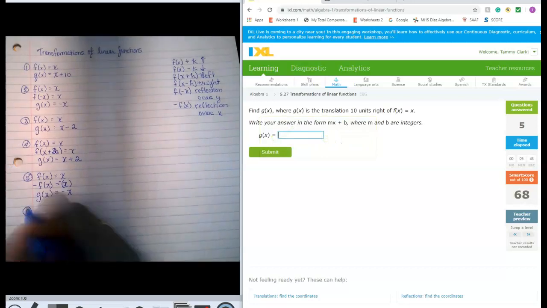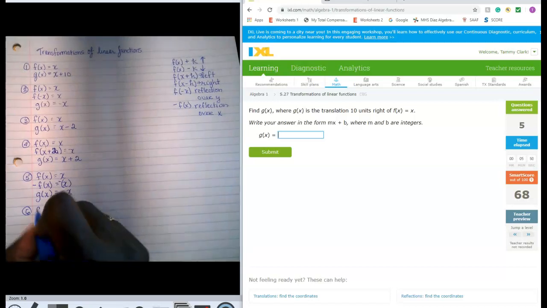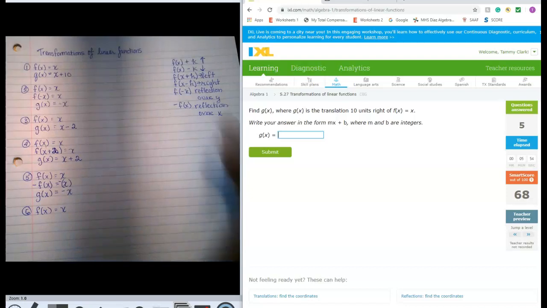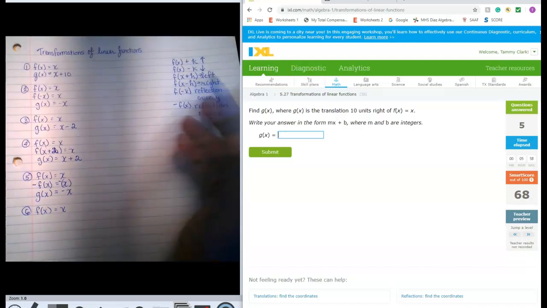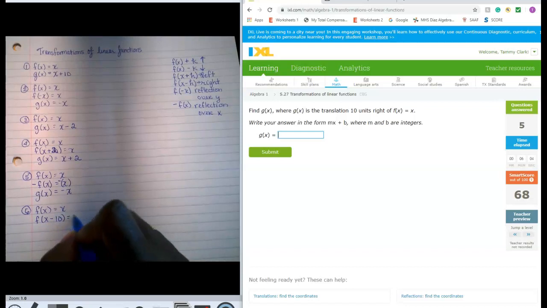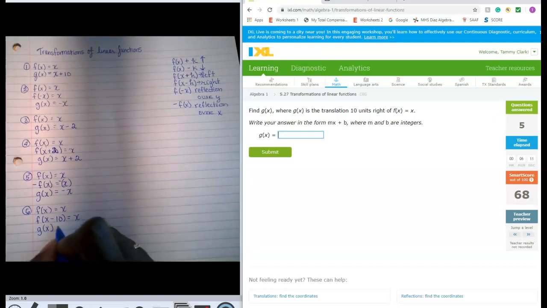Number 6, find g of x, where g of x is a translation 10 units right of f of x equals x. So again, it's 10 units right. So to write it as its opposite means I'm going to use minus. So I've got f of x minus 10 is equal to x, and where I see x, I'm going to put in its place x minus 10. So our new function is g of x is equal to x minus 10.